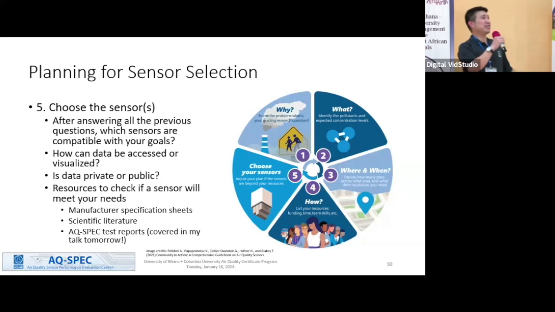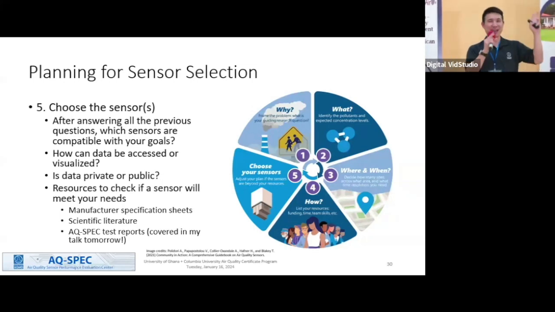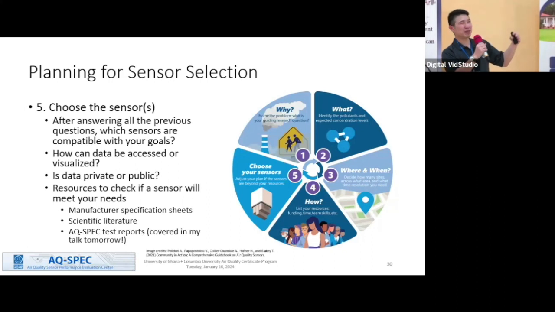And then finally, on the technical side, you've got to make sure the sensor meets the needs of the project. One resource is the manufacturer spec sheets. They'll tell you what the minimum concentration level their sensor will work at is, what the maximum is, what temperatures and humidities it will work at, and what their claimed accuracy is. But you might also want to double check them on that.